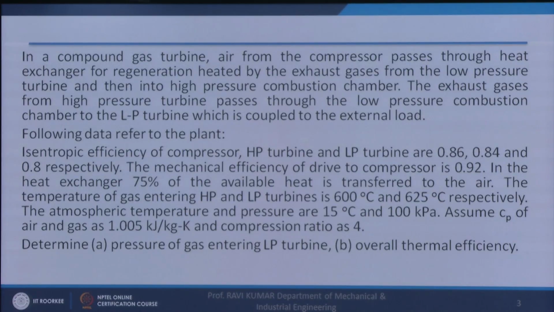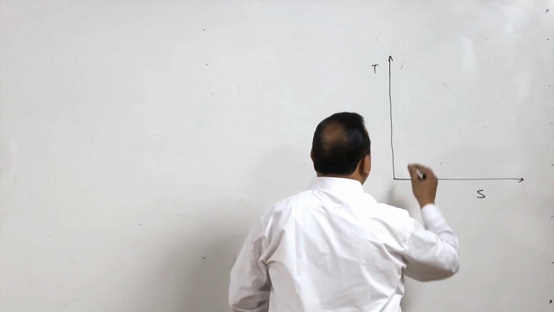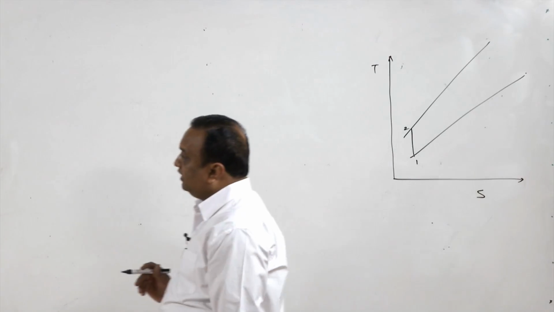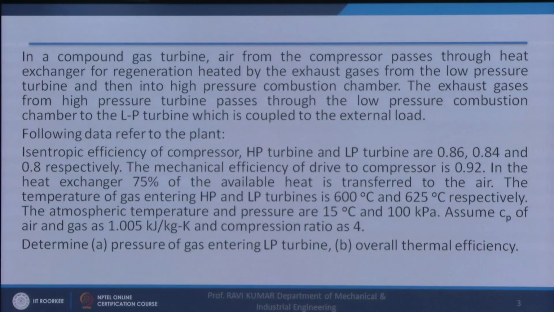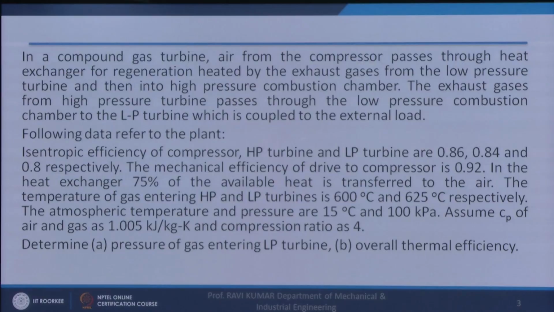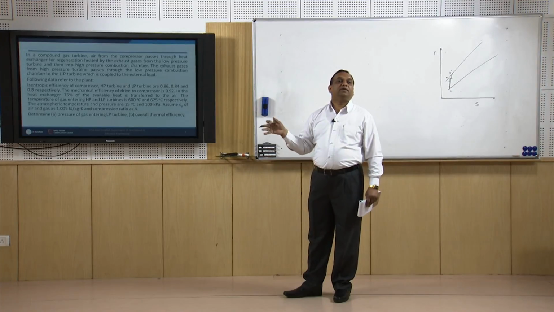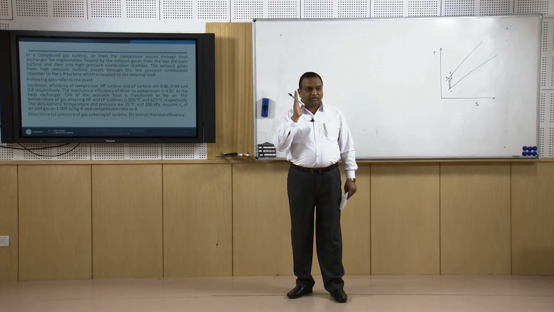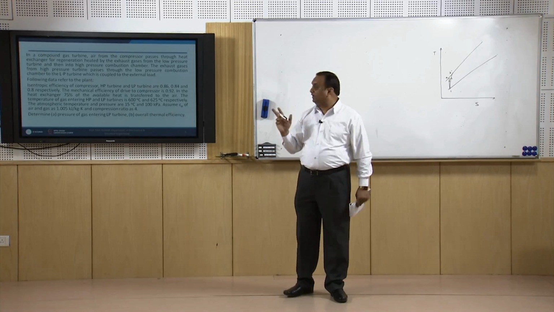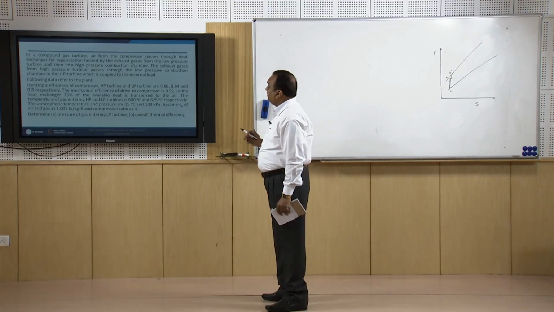So, we draw the temperature entropy diagram; for every problem this temperature entropy diagram has to be drawn. Now, state 1 to state 2. The isentropic efficiencies of the compressor, HP turbine and LP turbine are given as 0.86, 0.84 and 0.8 respectively, so we will get 2 dash. The mechanical efficiency is also given, right. Output will always be multiplied by the mechanical efficiency; that is the actual output we will be getting. Mechanical efficiency is the output available at the rotor shaft divided by the output generated in the turbine. That is 0.92.